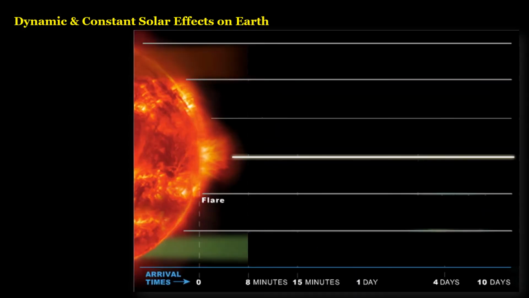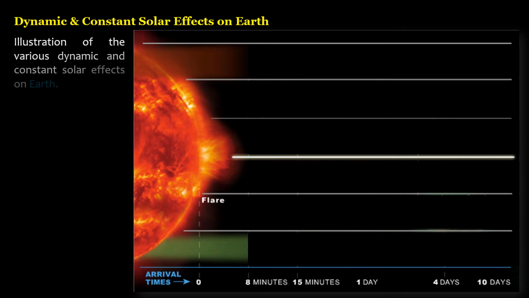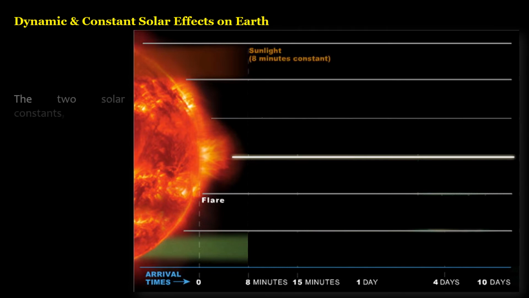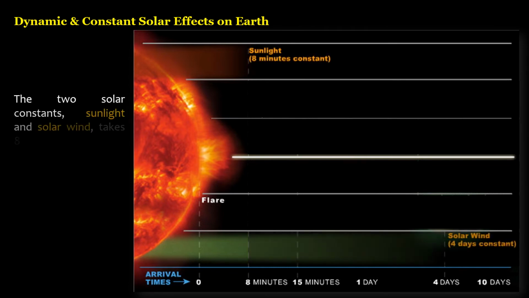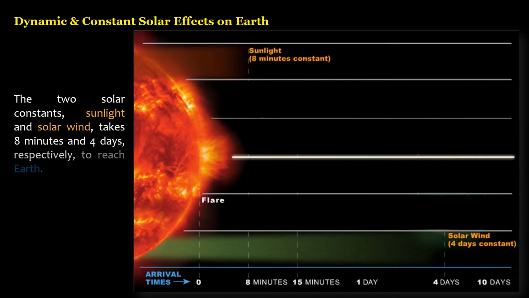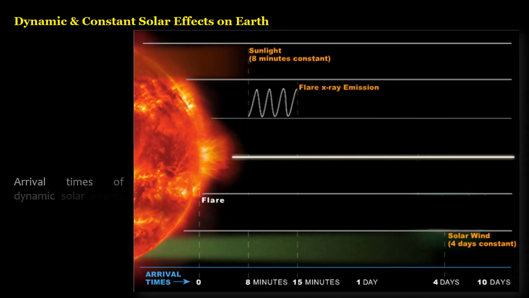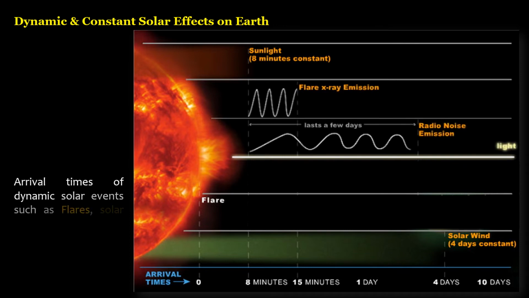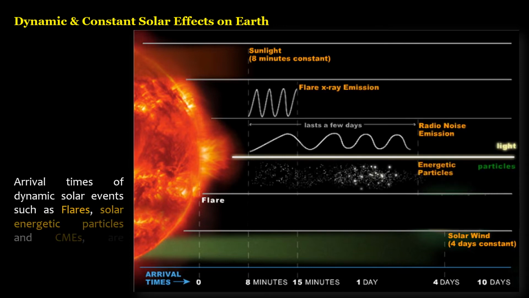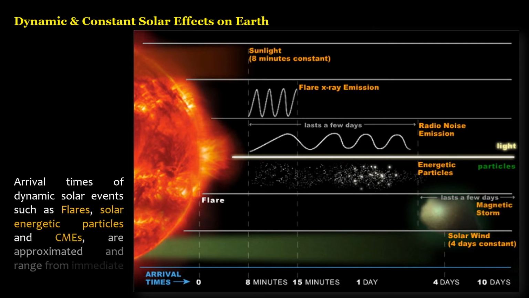Dynamic and constant solar effects on Earth. Illustration of the various dynamic and constant solar effects on Earth. The two solar constants, sunlight and solar wind, take 8 minutes and 4 days, respectively, to reach Earth. Arrival times of dynamic solar events such as flares, solar energetic particles and CMEs are approximated and range from immediate effect to several days.